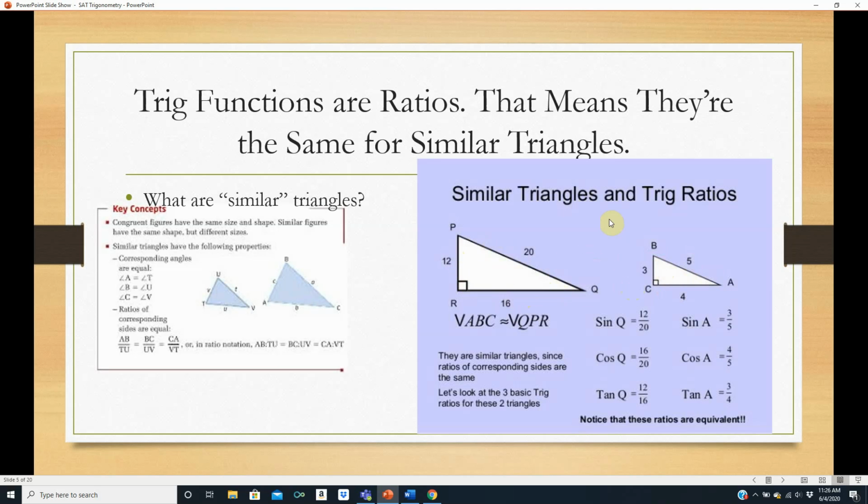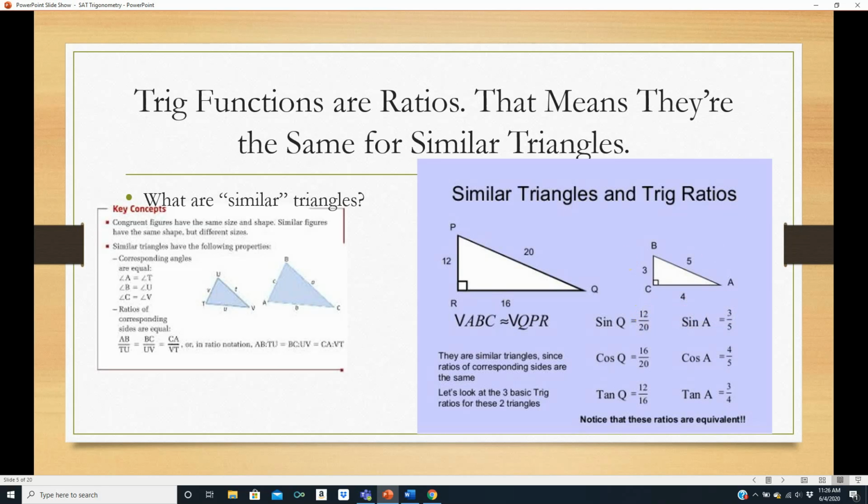Pretty good bet that since the side lengths are all proportionate and it's a right triangle, these are actually similar triangles. And in fact, that's how you can tell: the ratios of the corresponding sides are the same. So the three basic trig functions, sine of q, that's 12 over 20. We'll notice that sine of a is 3 over 5. You can divide the 12 by 4 to get 3, divide the 20 by 4 to get 5. Wow, it's 3/5. It's the same thing.